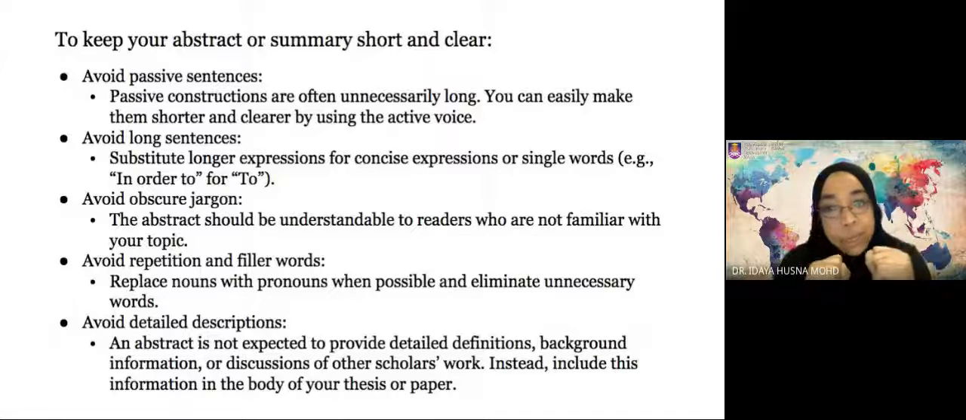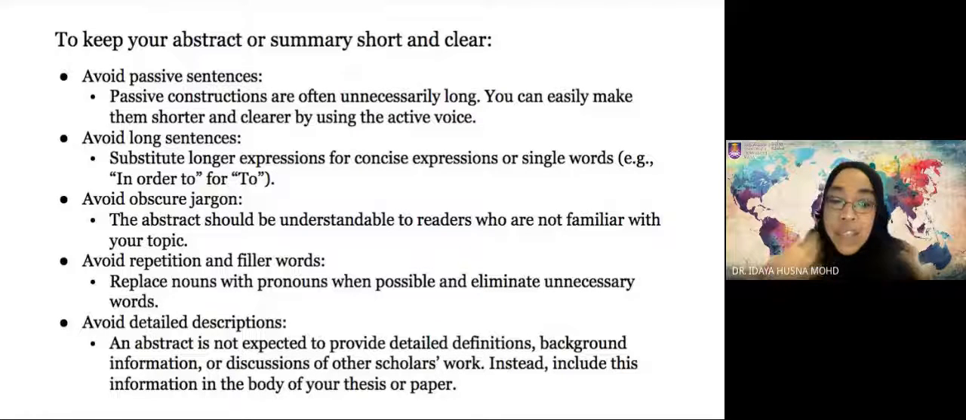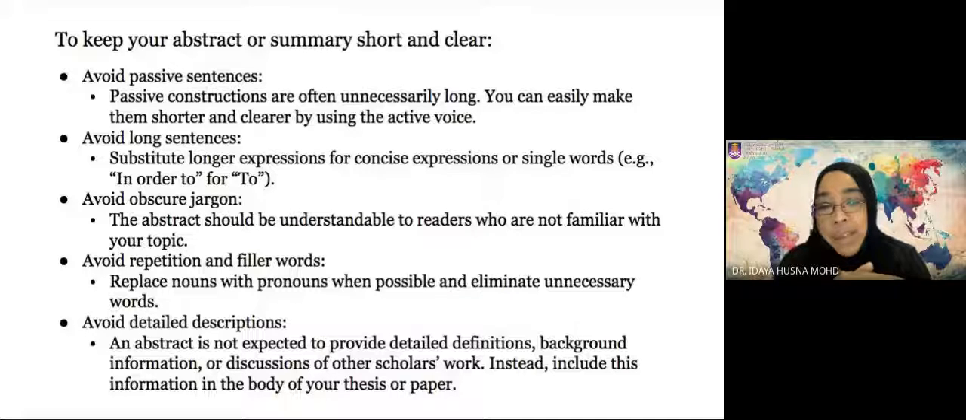And last but not least is to avoid detailed description. Okay, it is not the intention of an abstract. I mean, an abstract is not expected to provide a detailed definition, background information whatsoever. So that's why we never get any definition in an abstract. Okay, we will just start with simple sentences. If you want to know the definition, then people should read the thesis.